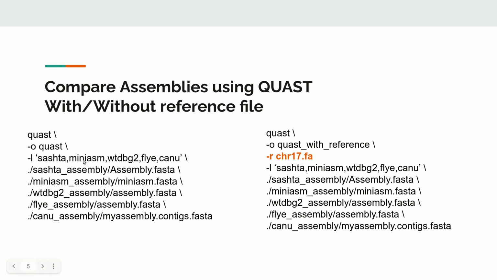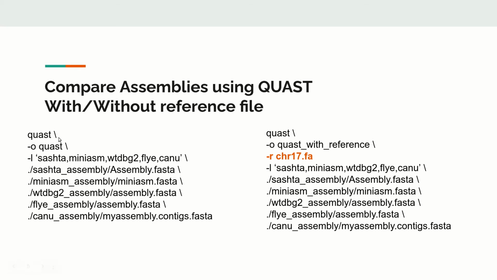So let's say SASTA, Miniasm, WTDBG2. This tool name we give as a label, so that this name will come in the output HTML file. Otherwise the tool will try to identify some random names itself. So it is better to give labels here, and then you specify all these FASTA assembly outputs, space separated. So this is without reference.